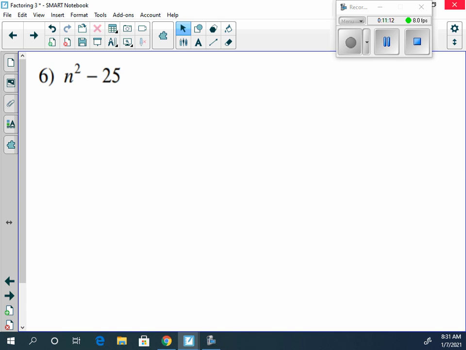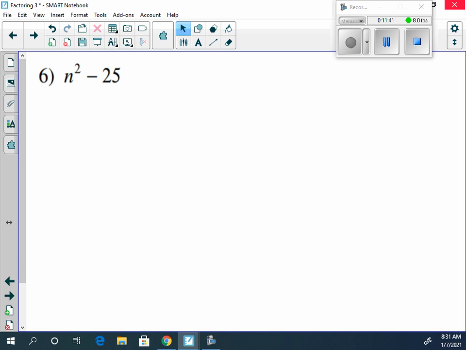Now that leads us to this here. This next type that we're going to look at is this here, n squared minus 25. Now these have a special name too. This is the difference of perfect squares. Because n squared is a perfect square, it's something times itself, n times n. Is 25 a perfect square? Yes, it is 5 times 5. So we signify this as a difference of perfect squares.